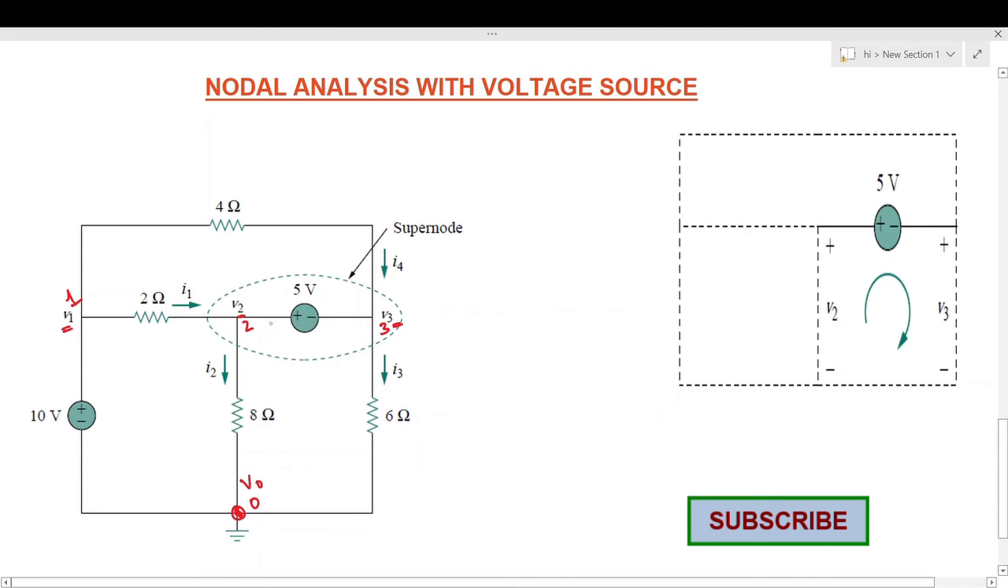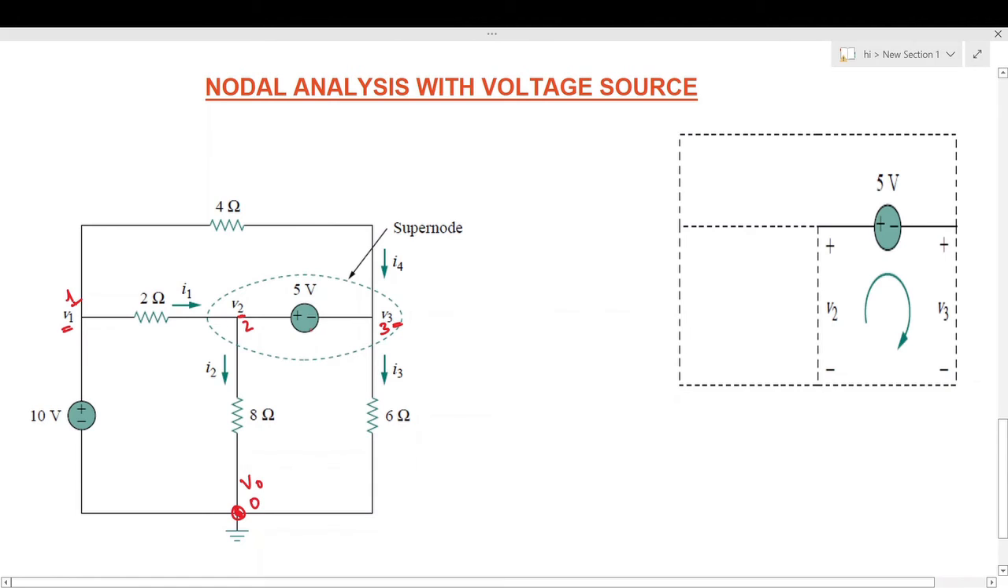As per this circuit diagram, the current flowing through the 2 ohm resistor is I1, through the 8 ohm resistor is I2, through the 6 ohm resistor is I3, and through the 4 ohm resistor is I4. The voltage source which is connected between the non-reference nodes, that is 2 and 3, will form a super node, and it may have parallel elements also. Still it will form a super node.